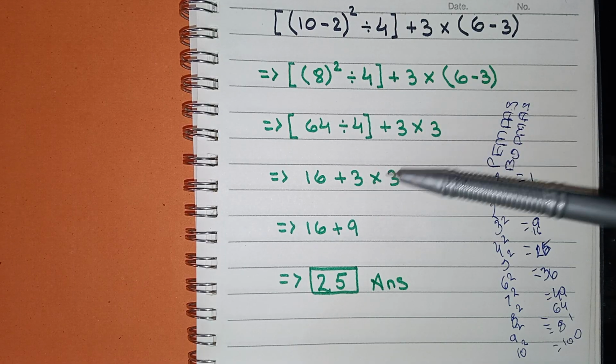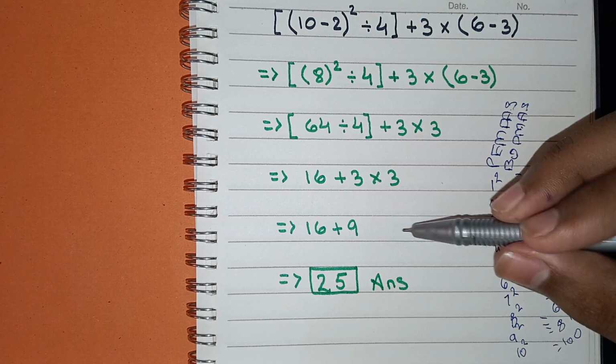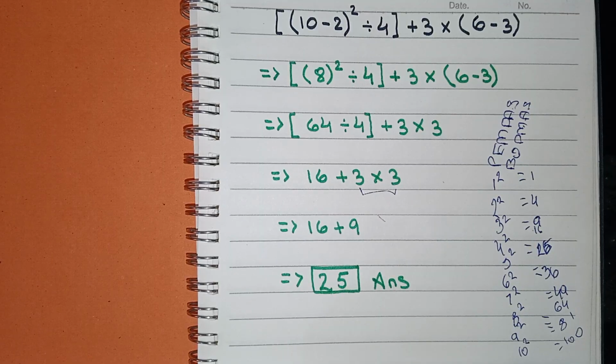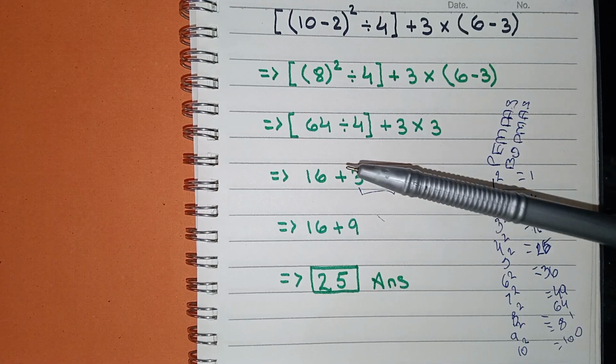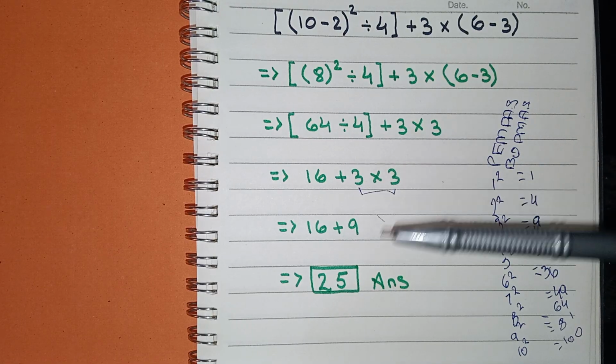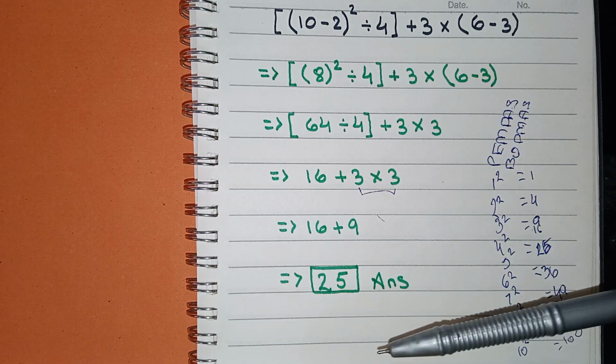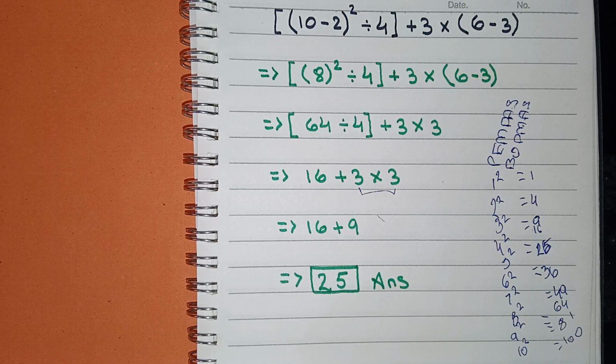According to the BODMAS rule, we always solve 3 into 3 first, and 16 will be written as it is, plus 3 threes are 9. Then 16 plus 9 is 25. This is the correct method, the correct solution, and the correct answer you will get at the end of this question.